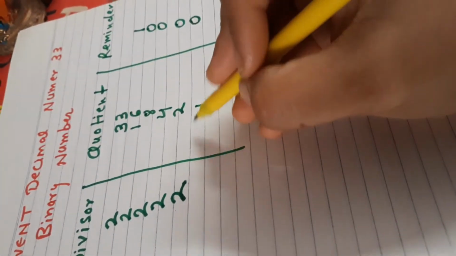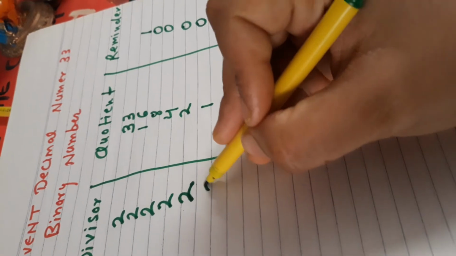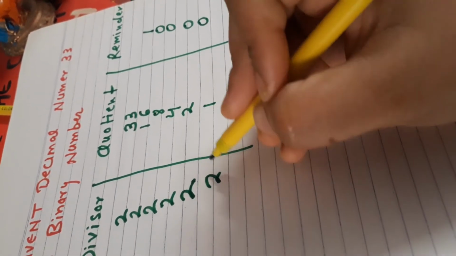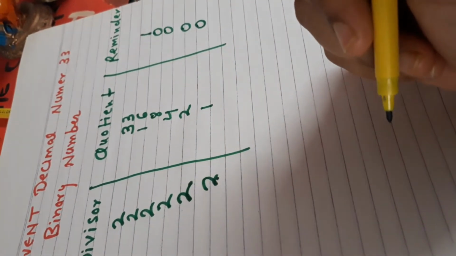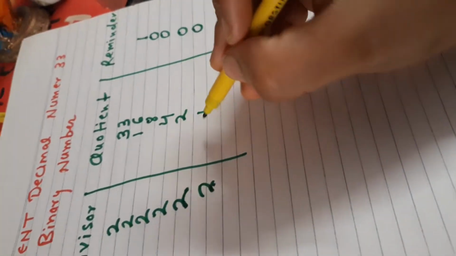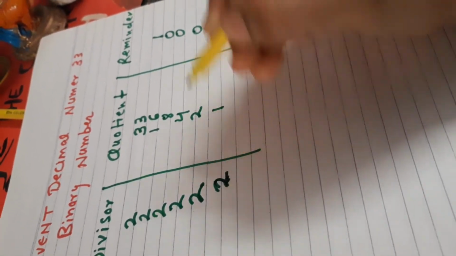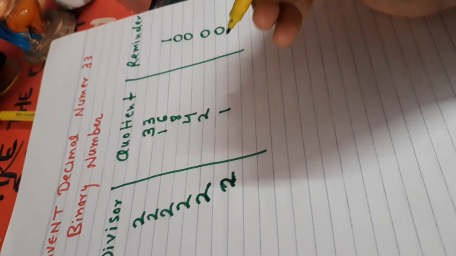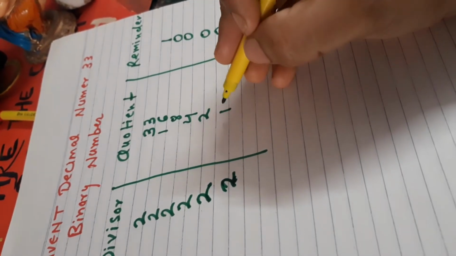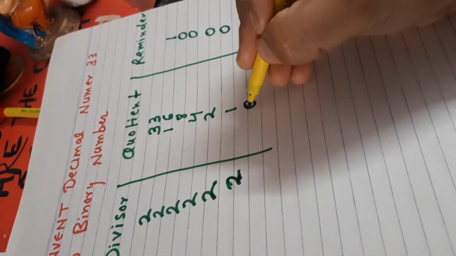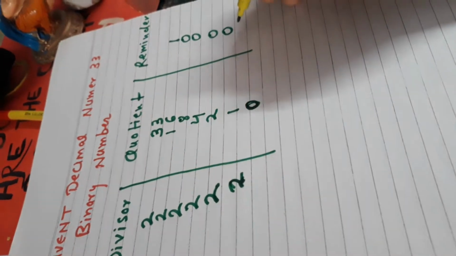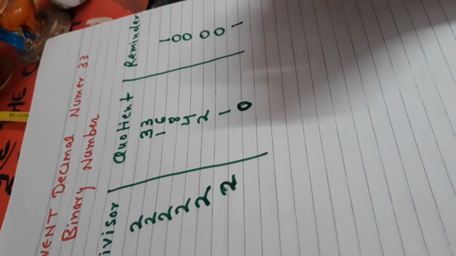Again we will divide 1 by 2. 2 1s are 2, so it will not be divided, so the remainder will be 1.